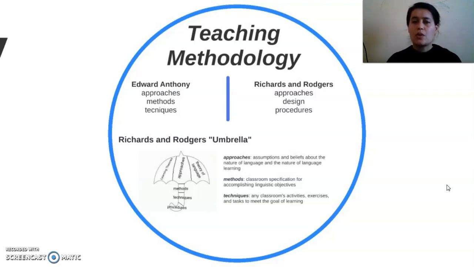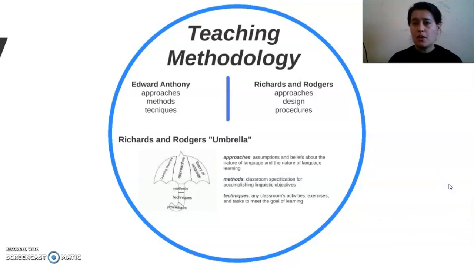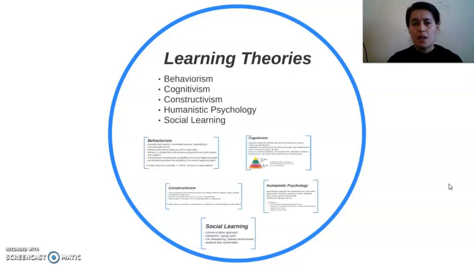Now, we really need to understand what an approach is, what a method is, and what a technique is. The biggest one is approach. It means assumptions and beliefs about the nature of language and the nature of language learning. Methods are classroom specifications for accomplishing these objectives. And what about techniques? Techniques are any classroom activities, exercises, and tasks to meet the goal of the learning process.